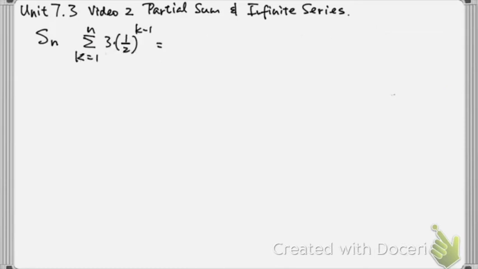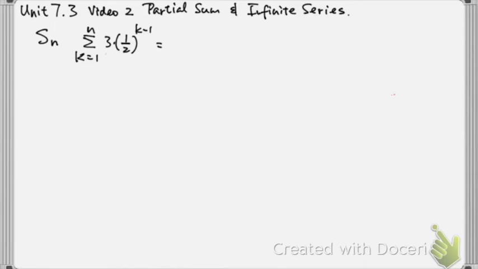Okay, let's take a look at another example. This is a geometric series, and the common factor is 1/2. The term is defined by 3 times 1/2 to the power of k minus 1. All right, and we're going to define the partial sum in the same way that we define it using the arithmetic series. But let's write down the first few terms and see what it looks like.